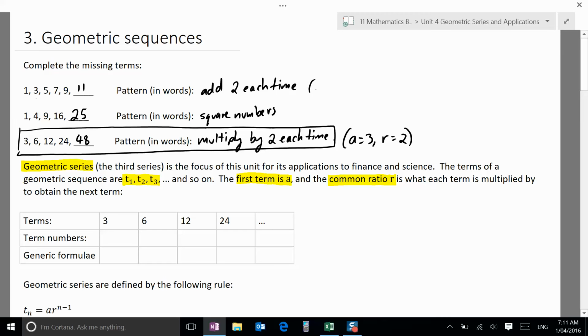These top two ones we're not too interested in. Just FYI, this is an arithmetic sequence, since we're adding each time. Geometric sequences are where we multiply each time.